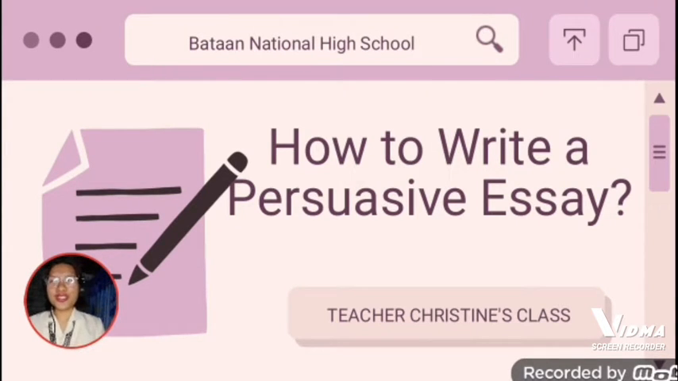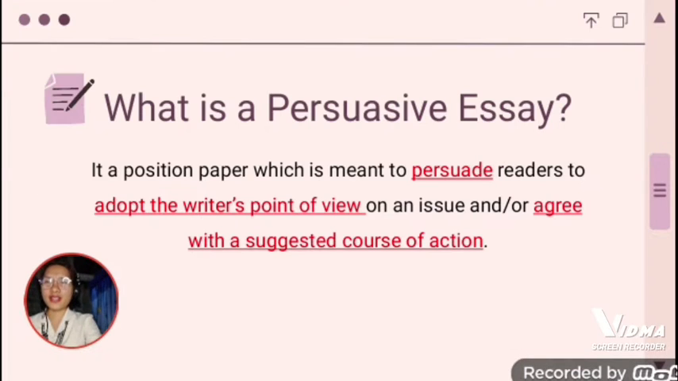So I'm Teacher Christine and today we're going to discuss how to write a persuasive essay. So without further ado, let's define what a persuasive essay is. A persuasive essay is a position paper which is meant to persuade readers to adopt the writer's point of view on an issue and/or agree with a suggested course of action.